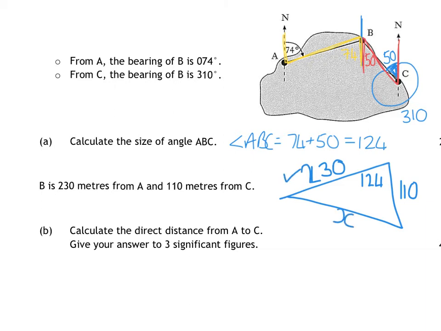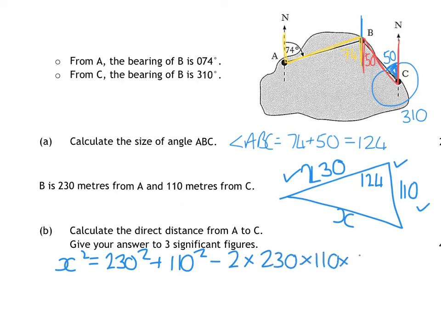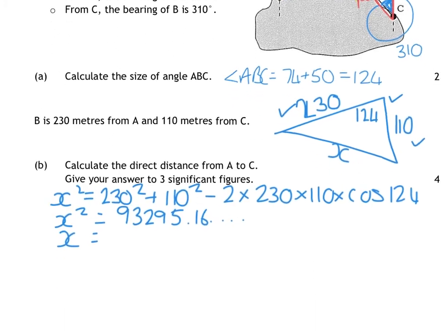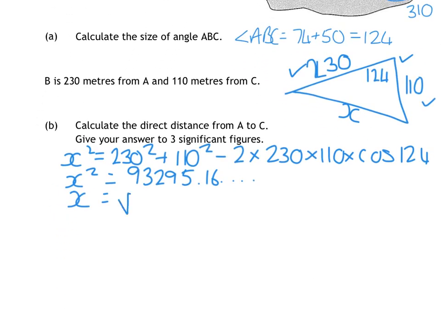So it's one of those ones, two sides, angle in between, it is cosine rule. So x squared equals, now this is the one where you do A squared plus B squared, so it's 230 squared plus 110 squared minus 2 times each of those numbers, times cos of your angle, so cos 124. I'm going to type that all in, and you get 93295. Remember, that's still too big because we've still to square root our answer. So the square root of that number.